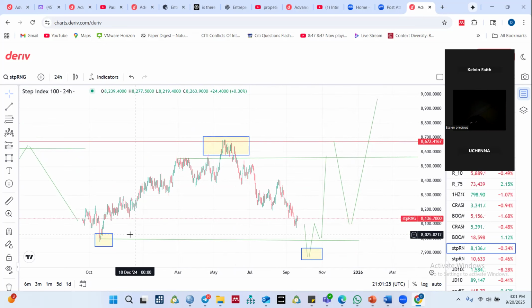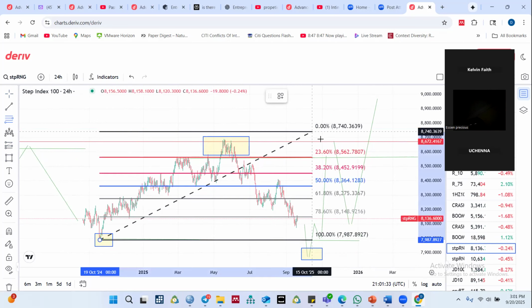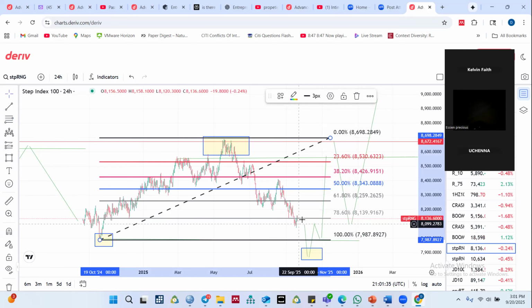Because only hitting here and going up, coming back to retest, this is at 78.6% now. That is a good retracement, a discount zone for us to buy. But this alone will not give us the reversal. Do you get it? Do you get my point? Yes, it will not give us a reversal because we are on a downtrend.